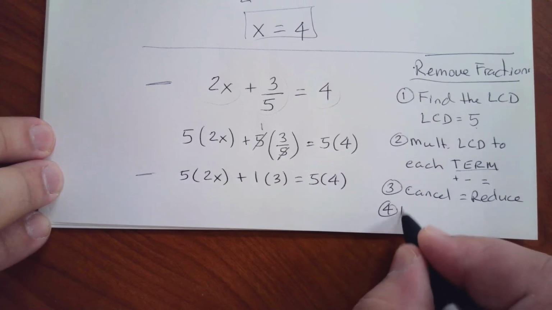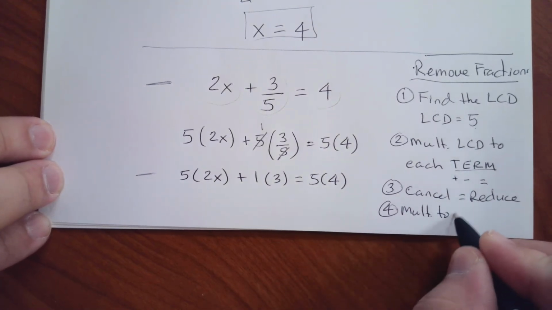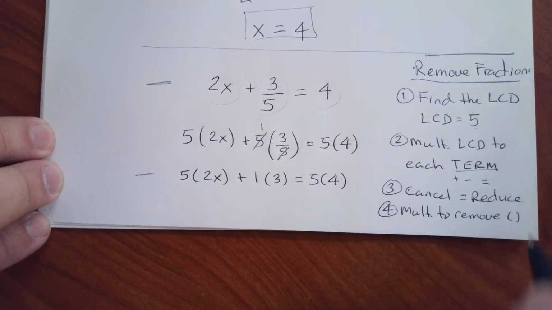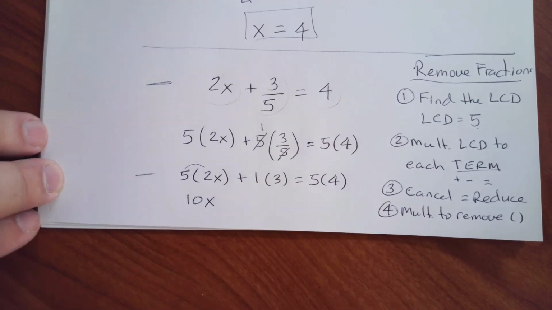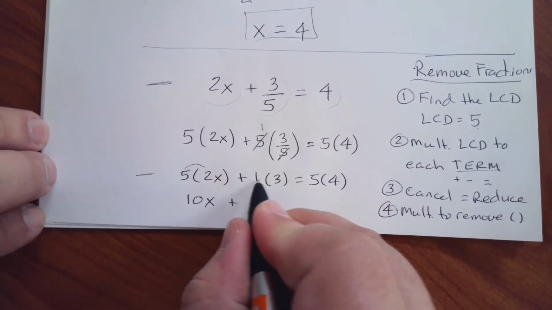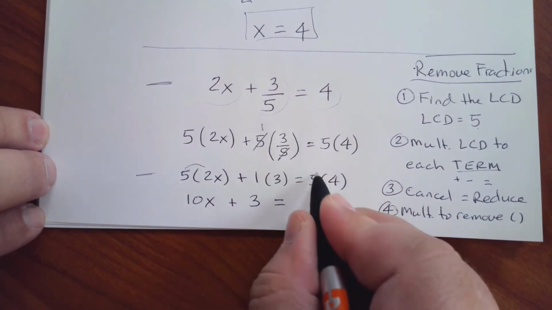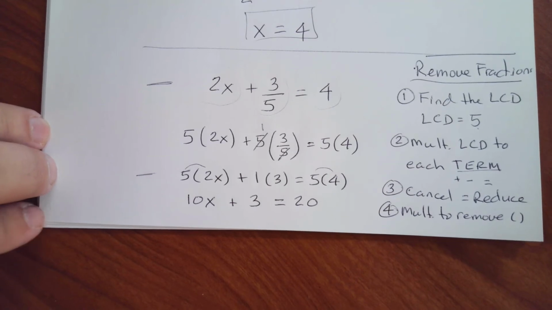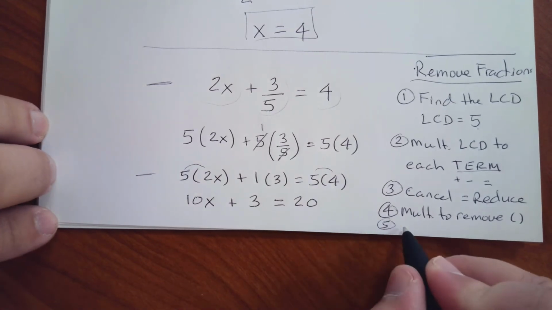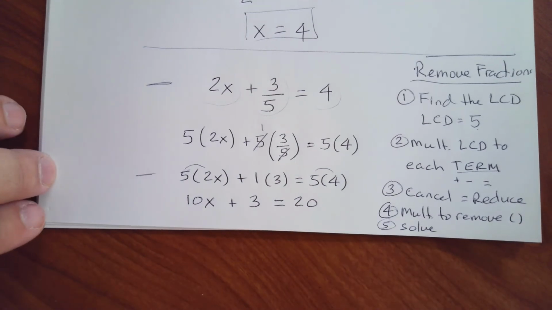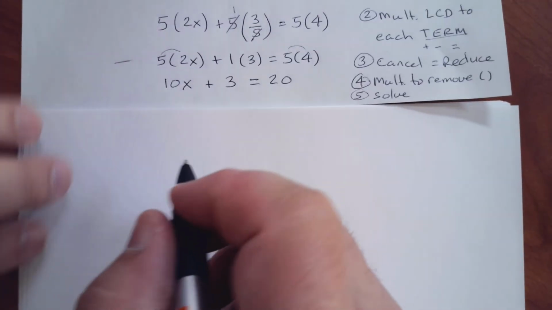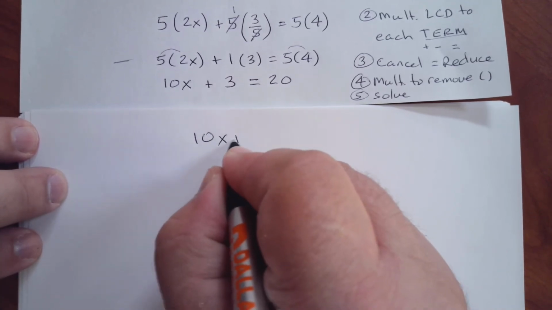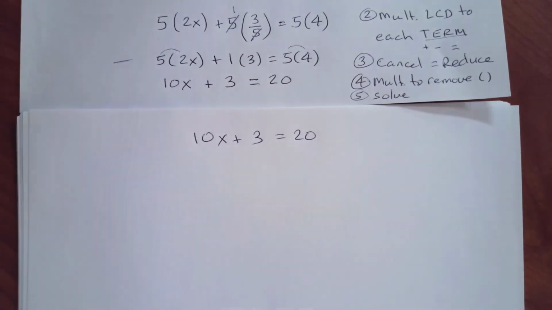The fourth step is multiply to remove the parentheses. So 5 times 2 is 10x. 1 times 3 is 3. 5 times 4 is 20. And then the last step, solve for x. So I have 10x plus 3 equals 20.